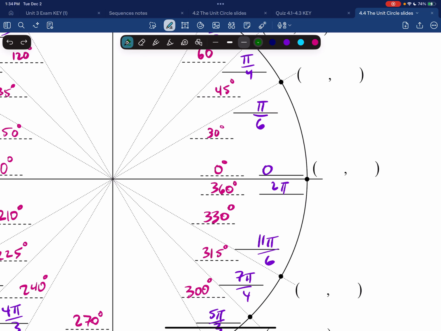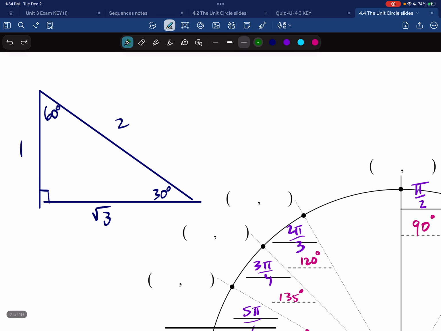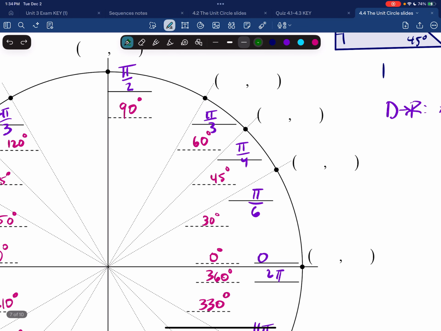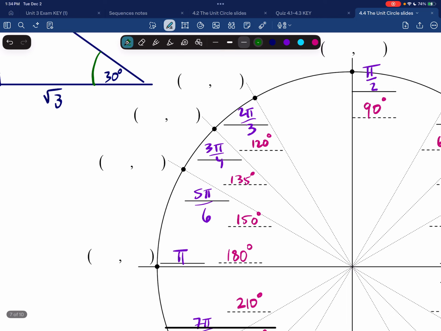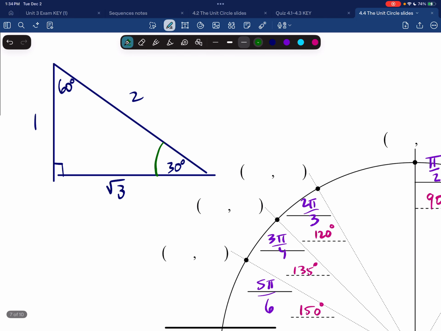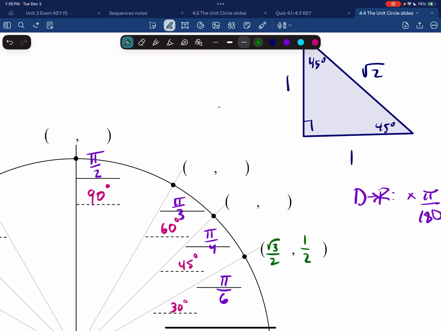Okay, so I'm going to go back up to my 30, 60, 90 triangle. I'm going to use that to find sine and cosine of 30 degrees. So here I'm in the perspective of 30. So cosine of 30 is adjacent over hypotenuse. So it's just going to be root 3 over 2. Remember, cosine is my x coordinate. So root 3 over 2. Sine of 30 is opposite over hypotenuse, so that's just going to be 1 over 2. All right, so 1 over 2.